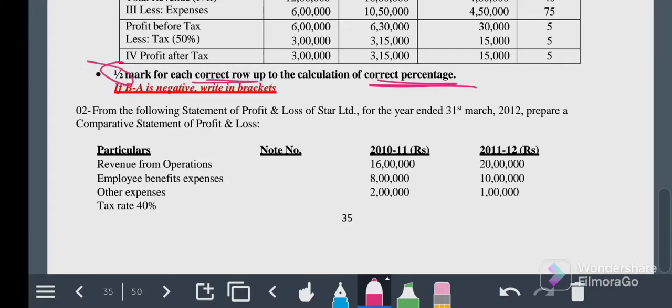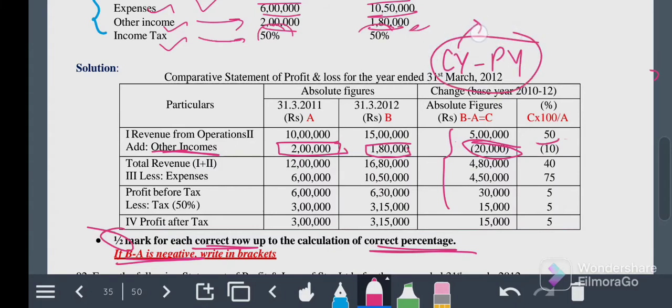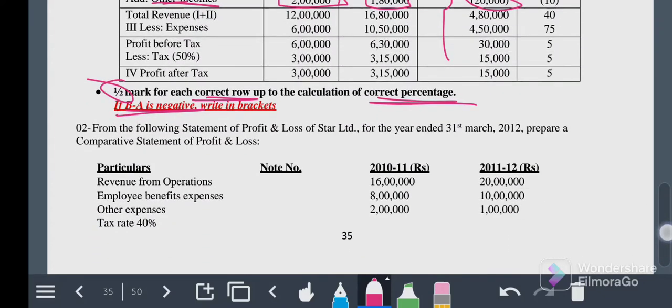I hope you know what is row and what is column. If B minus A is negative, write it in brackets. Here there is no bracket in this column, like here you have 20,000. The previous year income is 2 lakh, whereas now you have earned less, 1,80,000. You always do current year minus previous year, which means if the current year is less than the previous year, you get the answer in minus, and a minus answer is always put into brackets. I hope you get this part.